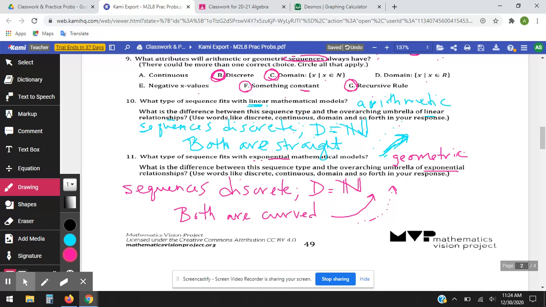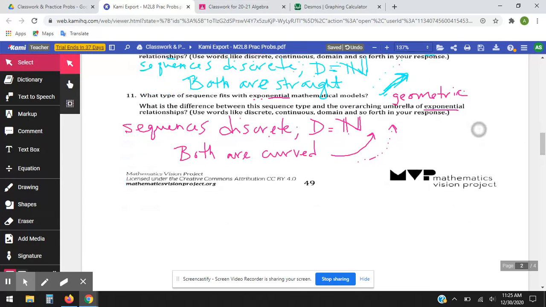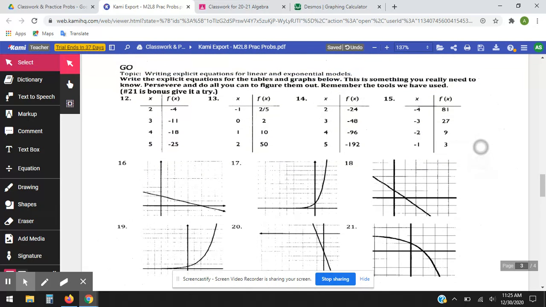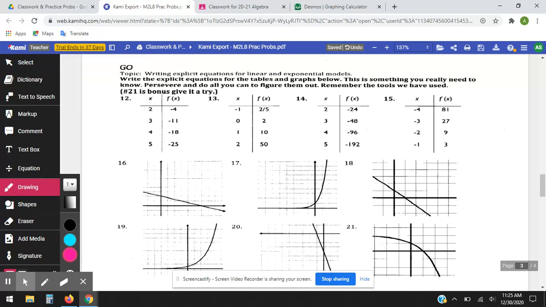So the big difference between sequences and just linear or geometric relationships in general is that sequences are always a list of numbers. They're discrete, so we have a domain of natural numbers. We have a first term, a second term, a third term. We can't have a half term. And their shapes are the same as the parent relationship.